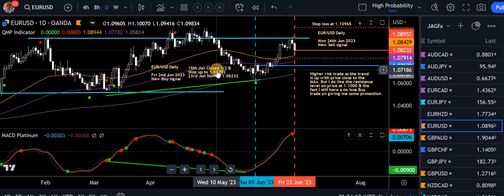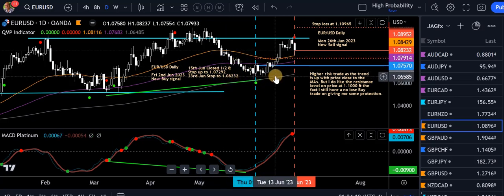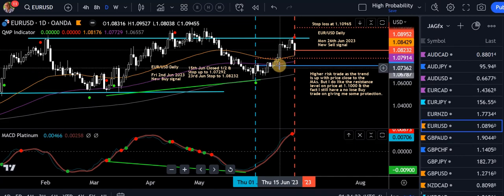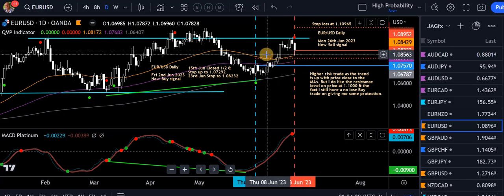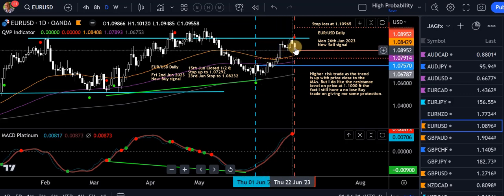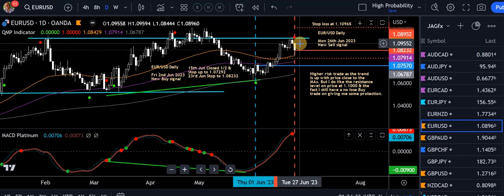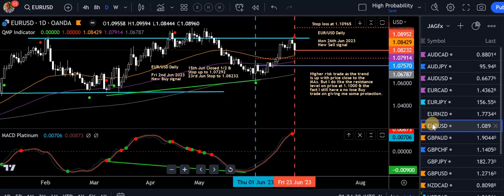I've already closed half, on the 15th of June, on the open of that candle there. We locked in some profit, and the stop's basically where I closed half. So I can't lose on the buy, so it gives me some downside protection. So we've got a new sell on Monday on the Euro USD. It's a high risk trade, so just be careful.